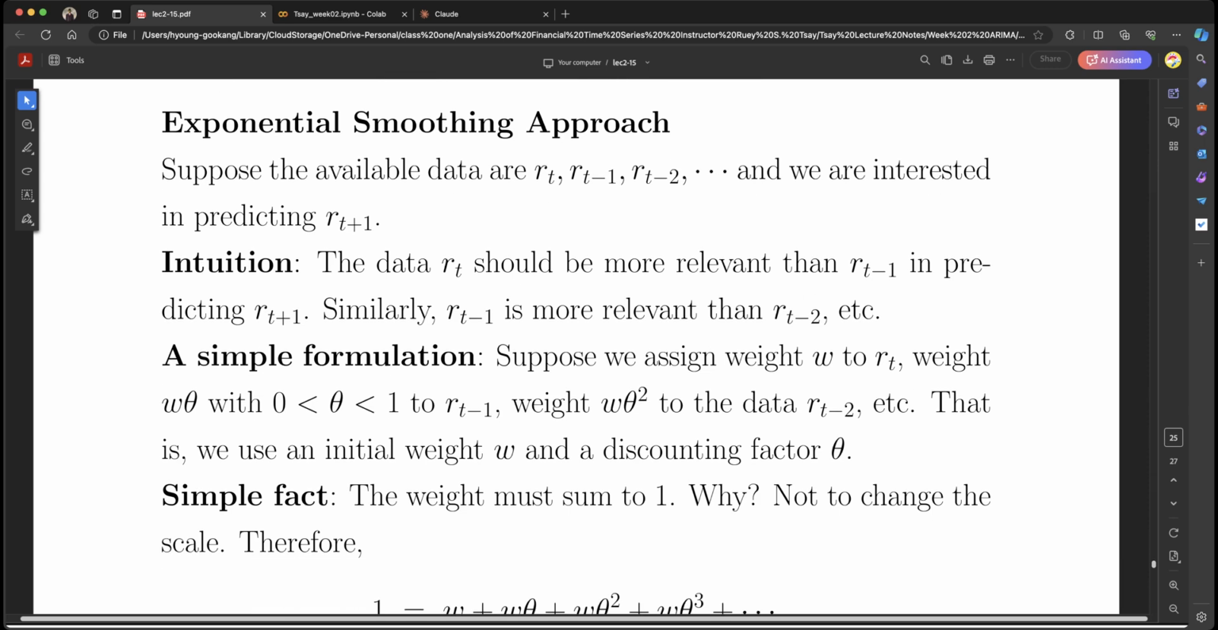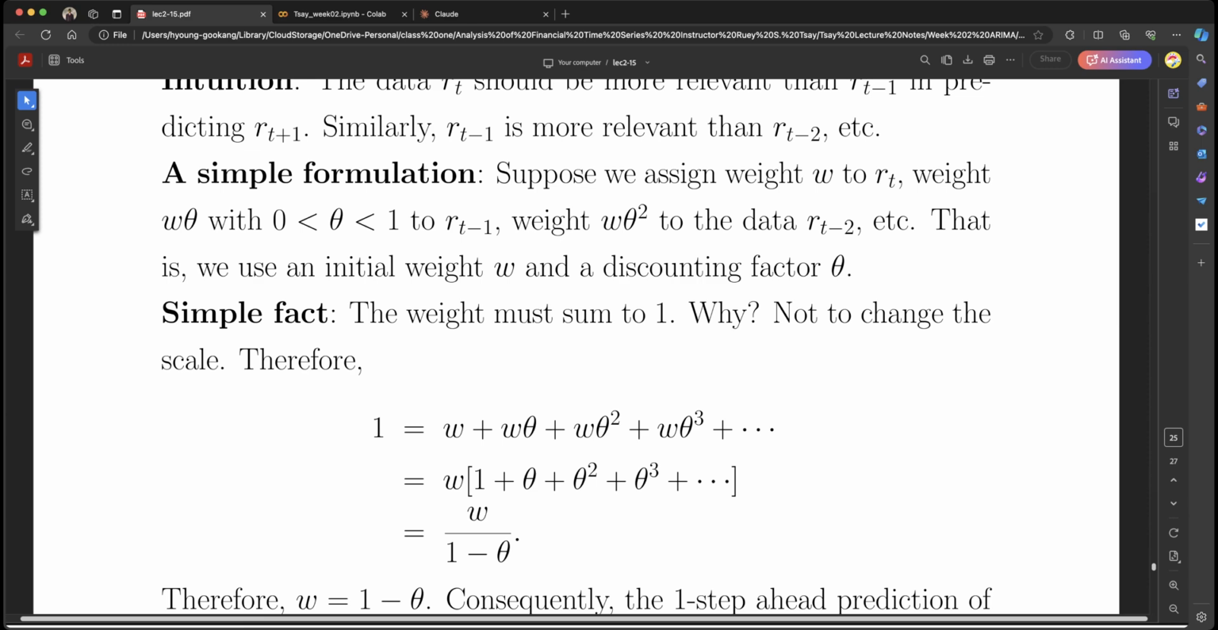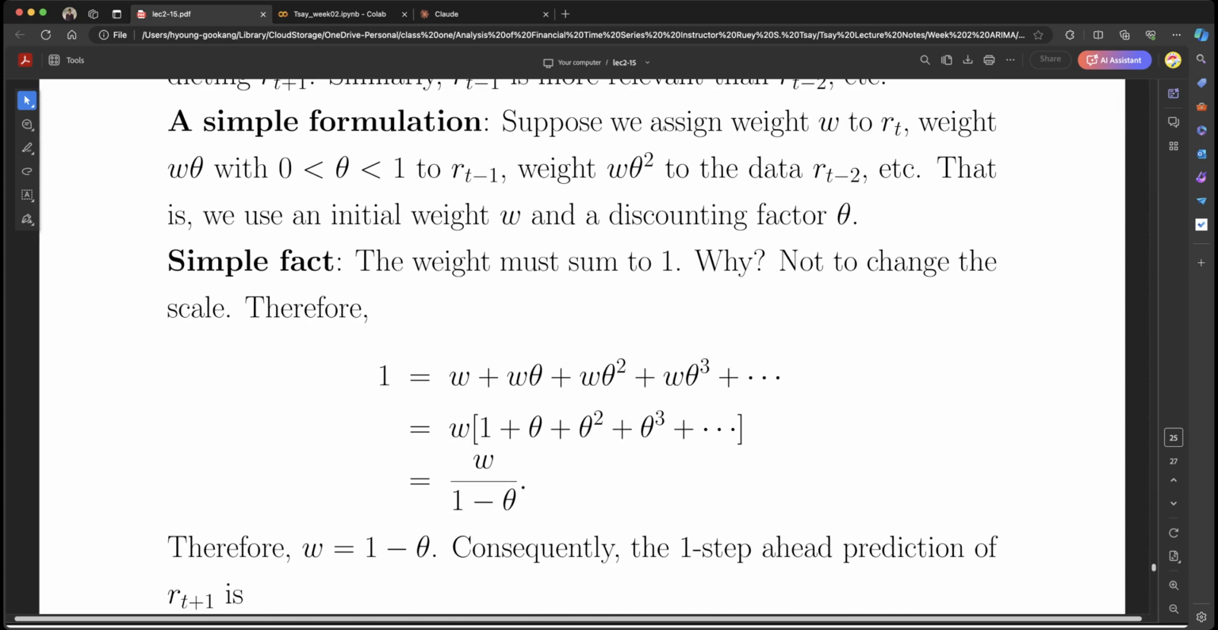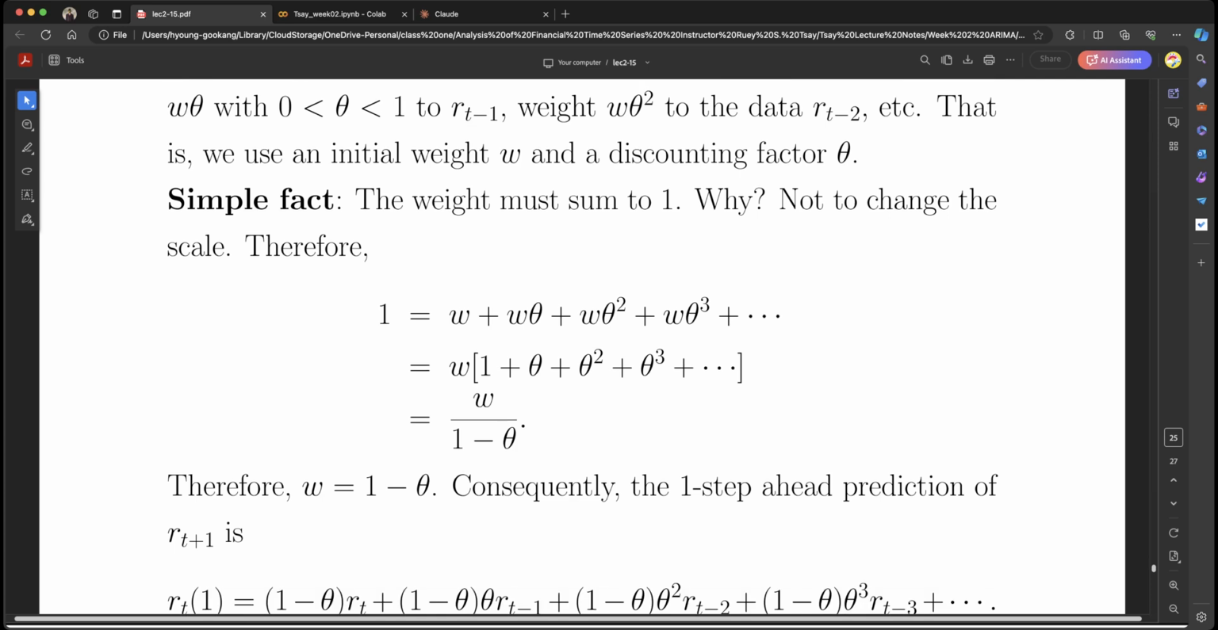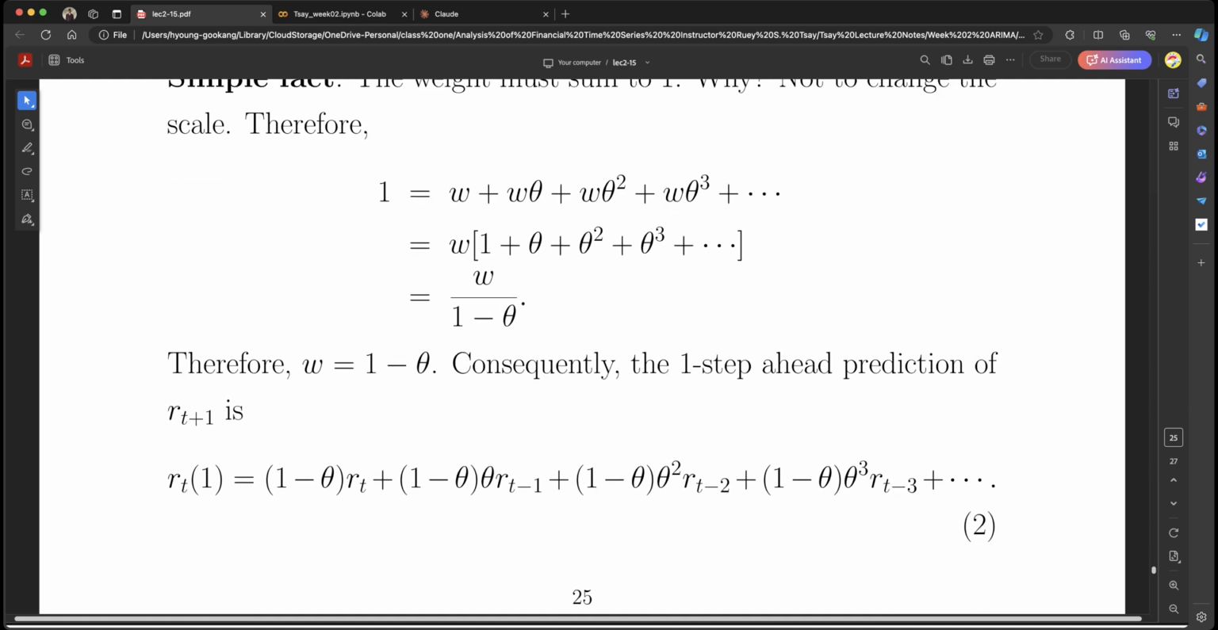Okay. So a simple formula is that suppose we assign weight w to r_t, weight wθ with θ between 0 and 1 to r_{t-1}, weight wθ² to the data r_{t-2}, etc. That is, we use the initial weight w and the discounting factor θ. The weights must sum to 1, so as not to change the scale. Therefore, 1 equals w plus wθ plus wθ², something like this. Then we collect this together: w/(1−θ). Therefore, w should be 1 − θ. Consequently, the one step ahead prediction of r_{t+1} should be something like this, by using this one.